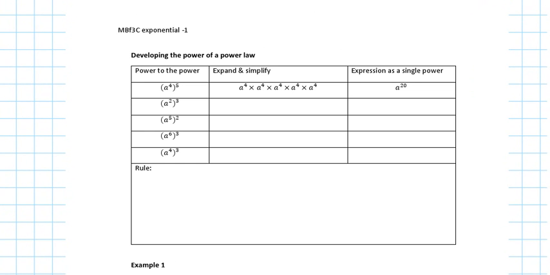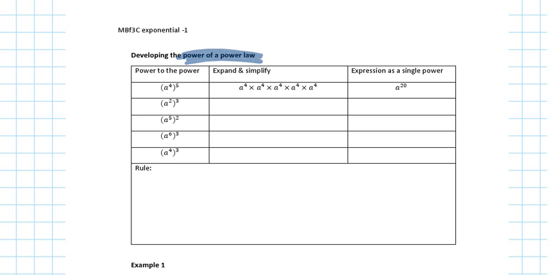Then we have the power of a power. So now we're looking at the power of a power law. So I have a to the power of 4 to the power of 5. That means I have a to the power of 4 multiplied by itself 5 times. So a to the power of 4 times a to the power of 4 times a to the power of 4 times a to the power of 4.